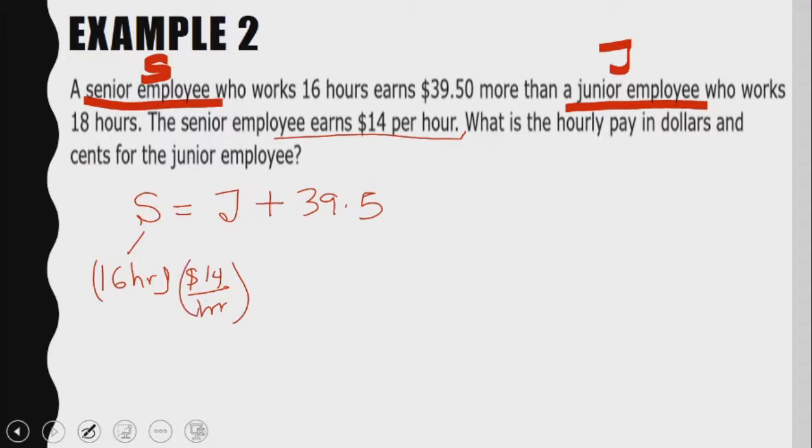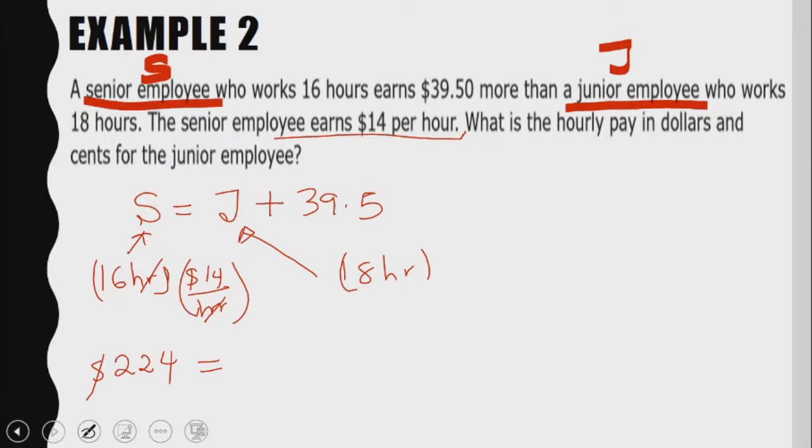So the total amount of money earned by this senior employee is going to be 16 multiplied by 14. So hour cancels hour. So it's going to be $224. So we know that S will be 224. But what about the junior employee? We know that the junior employee works for 18 hours.